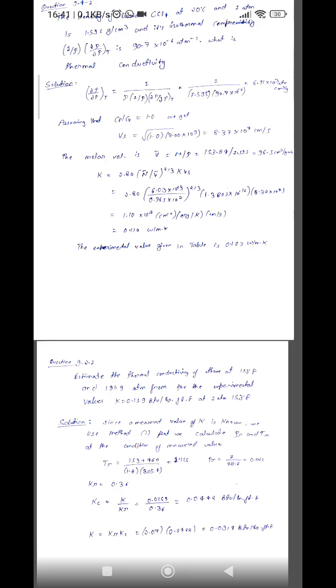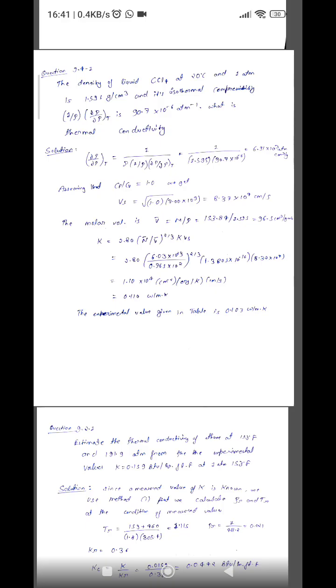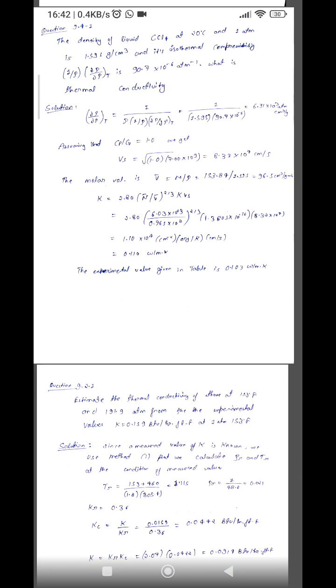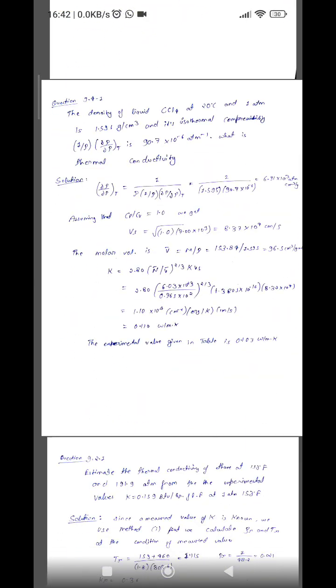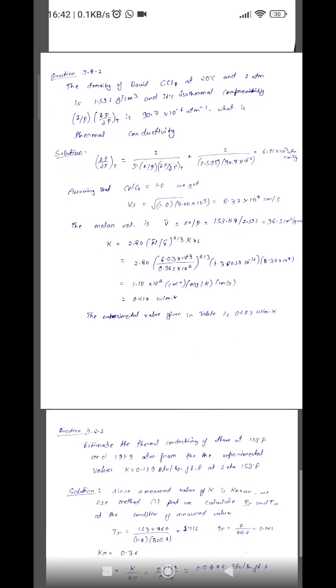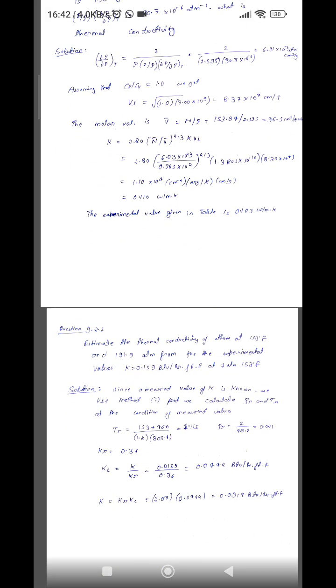Now we have to calculate the thermal conductivity of the liquid CCl4 at 20 degrees Celsius using this expression, K is equal to 2.80 N by V to the power 2 by 3 into K Vs. So we got the K, Vs, N and V. Putting all of it in the equation we got 0.110 watt per meter Kelvin. This is the thermal conductivity of CCl4 at 20 degrees Celsius, right?